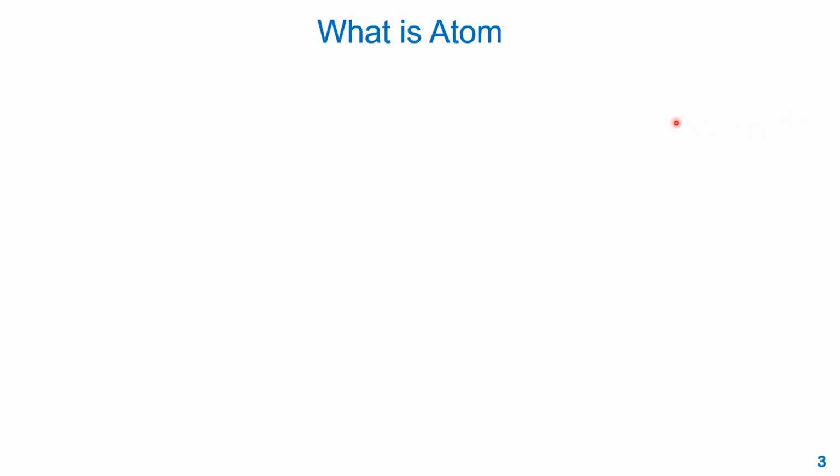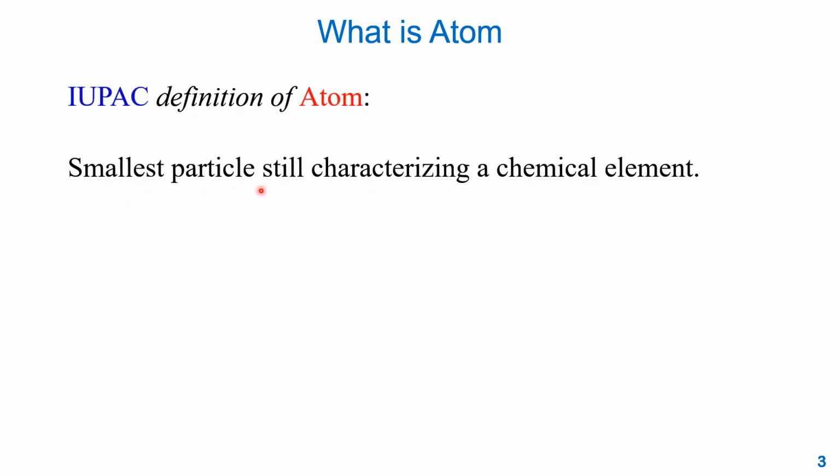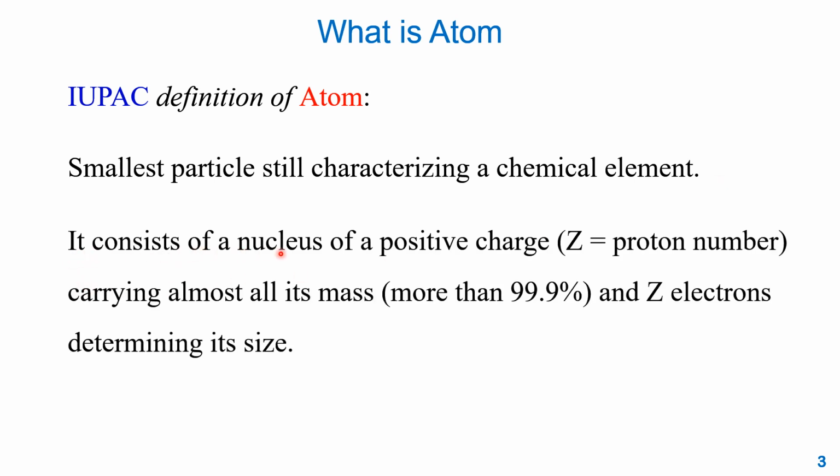What's an atom? By the IUPAC definition, an atom is the smallest particle which is still characterizing a chemical element. So we cannot just say an atom is the smallest particle. No, okay, you have to follow the definition. It's still characterizing a chemical element. Okay, so the atom consists of a nucleus of a positive charge that comes from the protons. Usually we use Z, which shows the proton number. That is also the atomic number in the periodic table, and the nucleus carries almost all its mass.